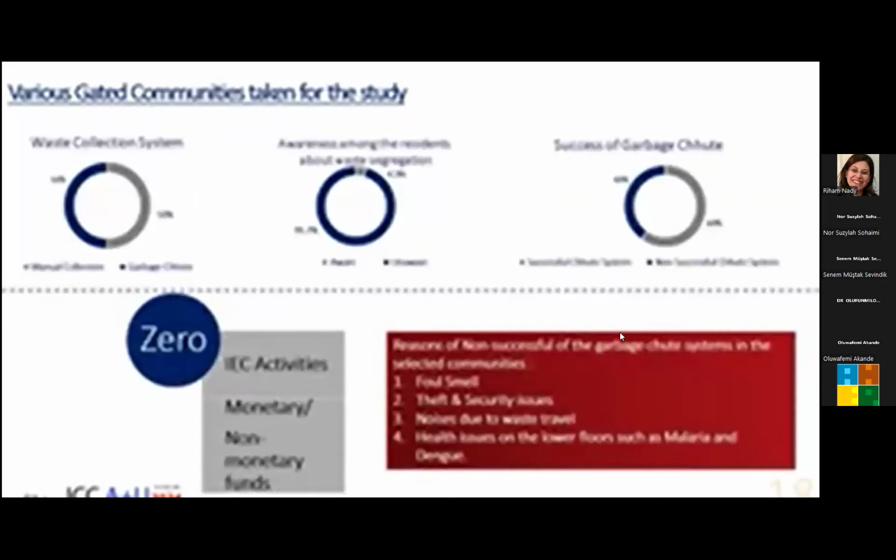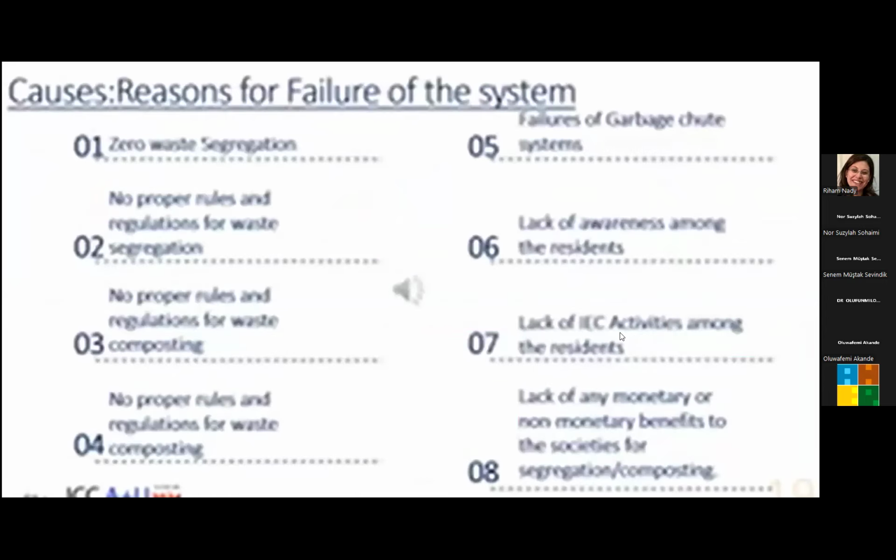The results here are rather alarming. As we can see, various parts of the system are failing at various levels. Even the garbage chute system is failing. Many societies are closing down because of various issues. Following are the various reasons which came out after the study for why these systems are failing.